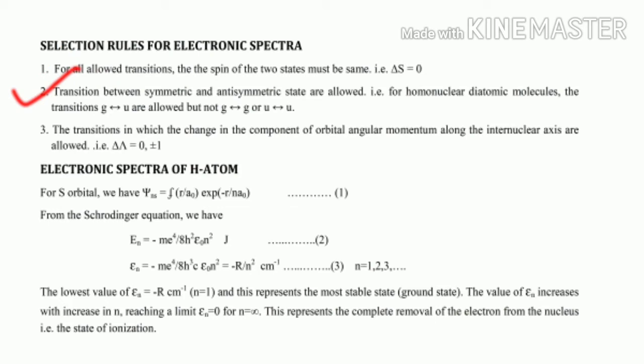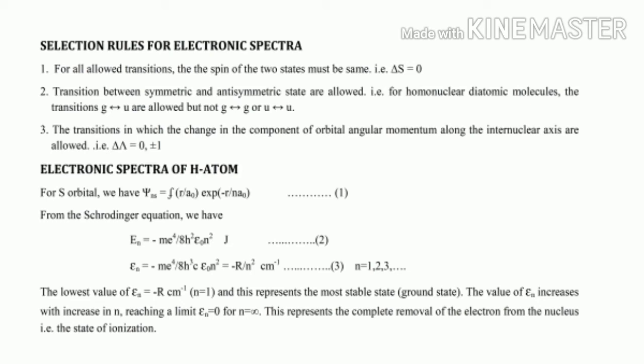Secondly, the transition between symmetric and antisymmetric states is allowed. That is, for homonuclear diatomic molecules, the transition g to u or u to g is allowed, but not g to g or u to u. Thirdly, transitions in which the change in the component of orbital angular momentum along the internuclear axis is allowed, that is, delta lambda is equal to 0 or plus minus 1. Which means that the transition between S to S or S to P is allowed, but not S to D. Okay. So applying these selection rules, we will discuss the electronic spectrum of hydrogen and hydrogen-like atoms.